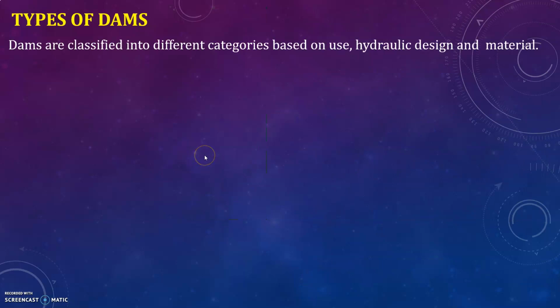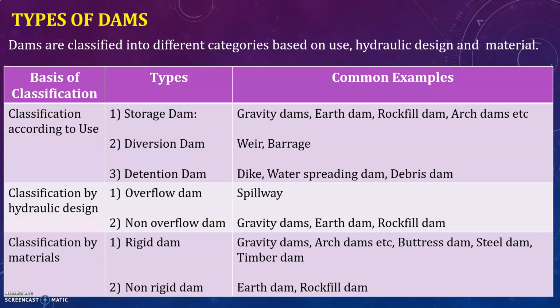Let us discuss the types of dams. The dams are classified into different categories based on use, hydraulic design and material. Here, in this table, you will get the idea how it is classified. The first one is the classification according to use. Here there are three types: the first one is storage dam, the second one is diversion dam, and the third one is detention dam. So this is only based on the use of the dam.